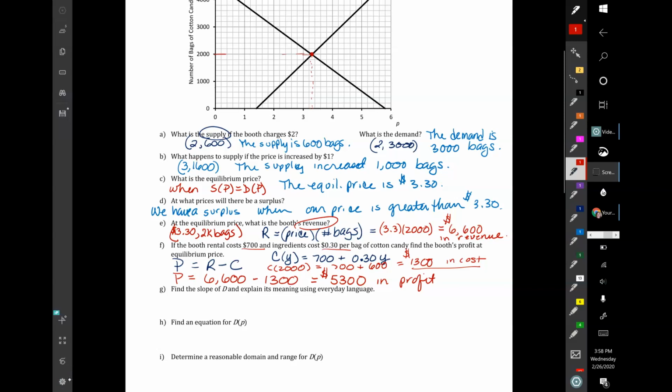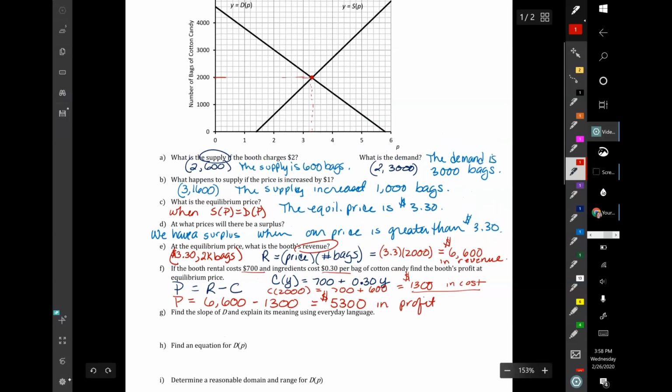So here we have find the slope of D and explain its meaning using everyday language. That's part G. So we have to look at D up here, back on the graph. And so this is descending left to right, it's decreasing. So it's a negative slope. And we could just kind of figure that out based on the grid.